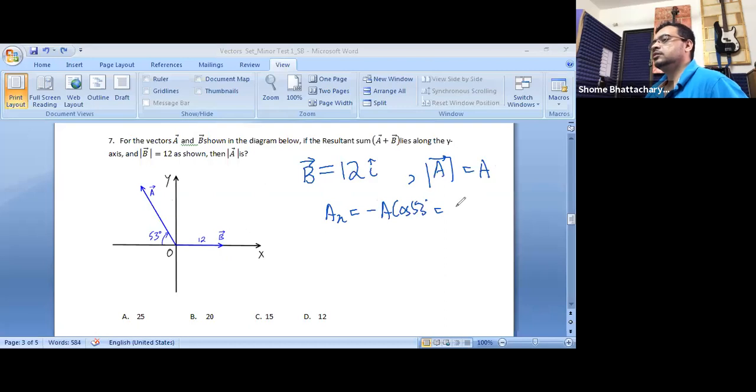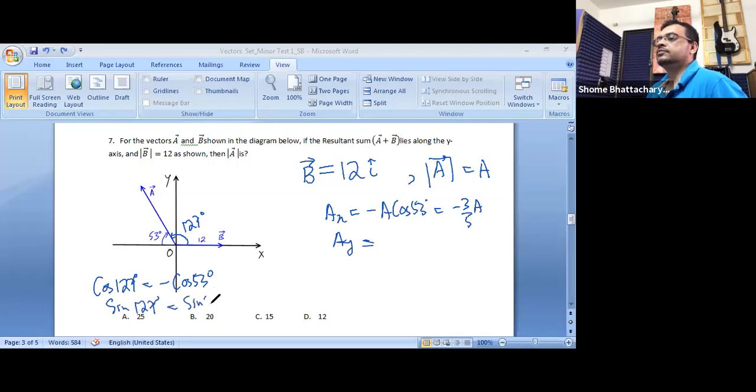So that is going to be minus 3/5 A. You can see that because this angle is 53, so this angle is how much? It is 127 degrees. So cos 127 is minus cos 53. So that's why we have this minus cos 53 here. Whereas A's y component will become, since sine 127 is sine 53, it will be A sine 53, that is 4/5 A.